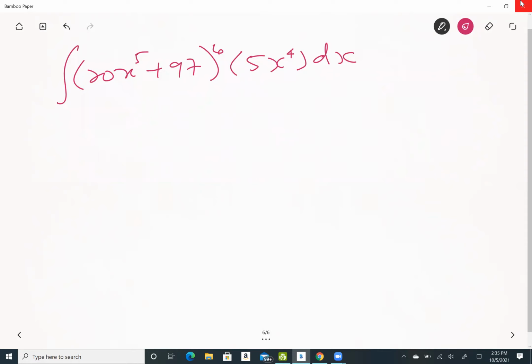All right. What is u prime? 100x to the power of 4. U prime is 100x^4. But what you have is 5x^4, and that is not u prime. So how do you adjust to make it 100? You multiply by what? 20 over 20. You multiply by 20 over 20, then you will get 100.